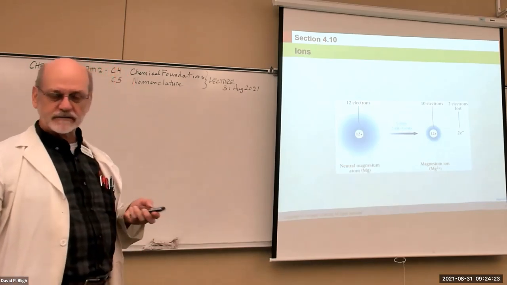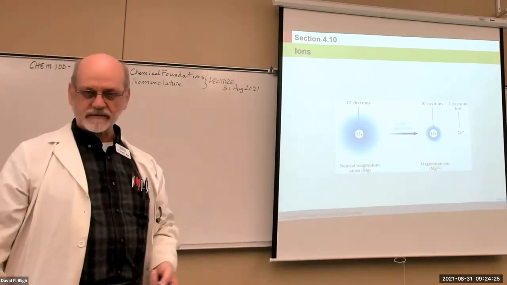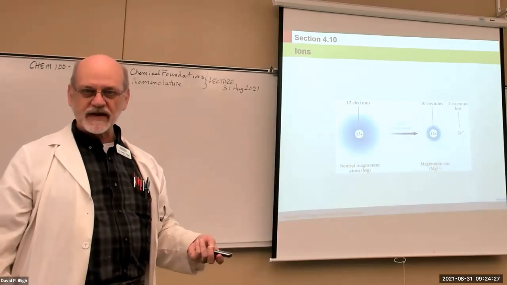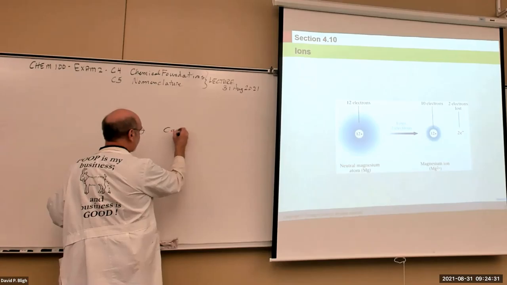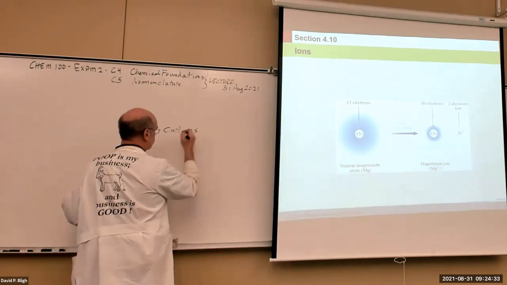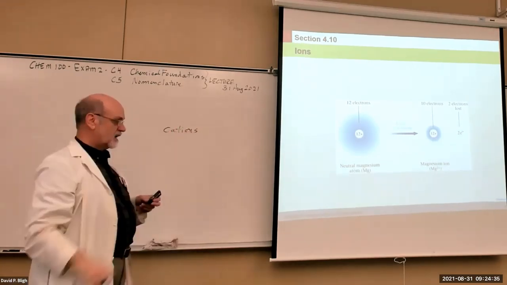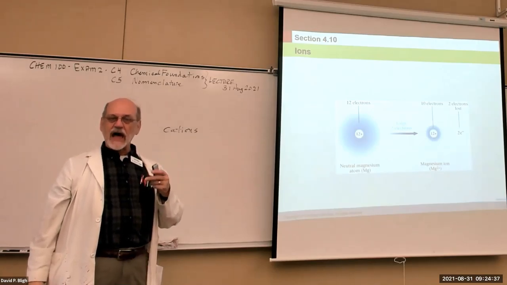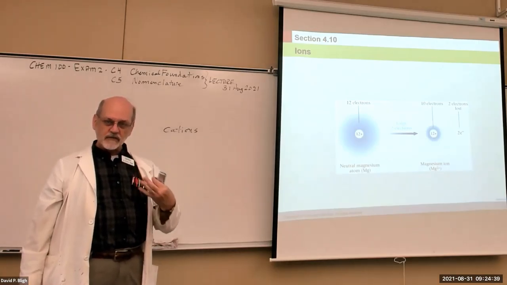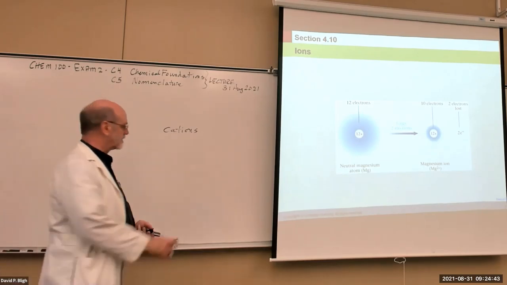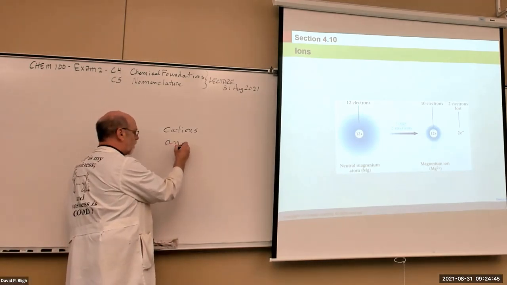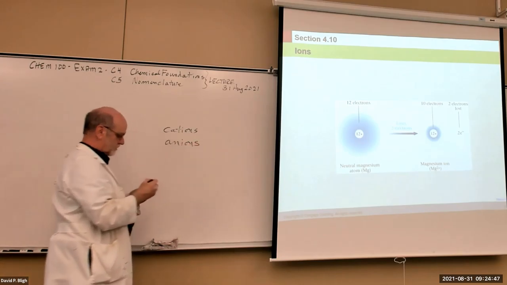Most metals give up electrons, so they become positive ions. And those positive ions are called cations. Many nonmetals prefer to receive or accept electrons, so they form negative ions. And they're called anions.